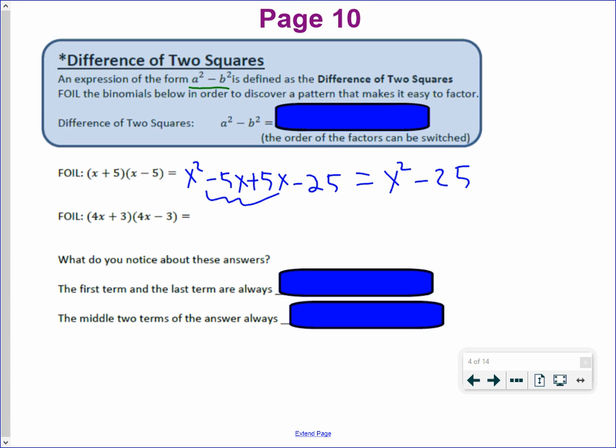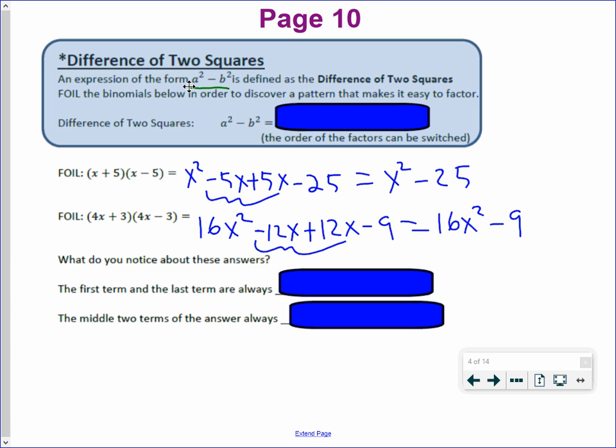For the second expression we're going to FOIL, we have 4x plus 3 multiplied with 4x minus 3. And if we FOIL it out, we get 16x squared, minus 12x plus 12x, then minus 9. And same thing as before, we can see the middle two terms end up canceling each other out, and we're left with 16x squared minus 9.